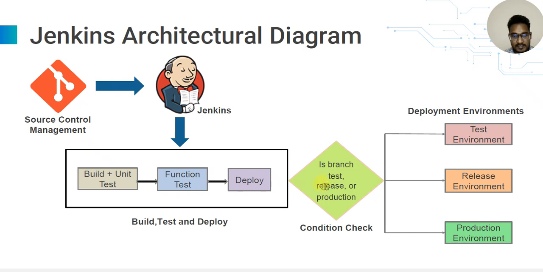Next in branch, test, release, or production. Make the branch: main branch, master branch, and other branch. So each branch, test, release, or production, this is a condition check. Deployment environment: test environment, release environment, and production environment. This is the Jenkins architecture. Okay.